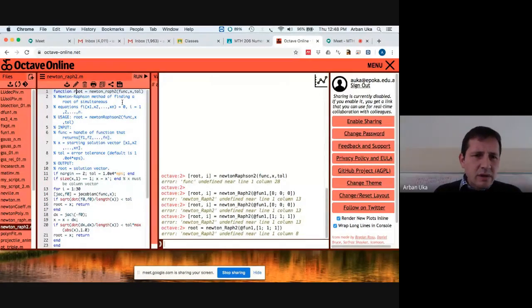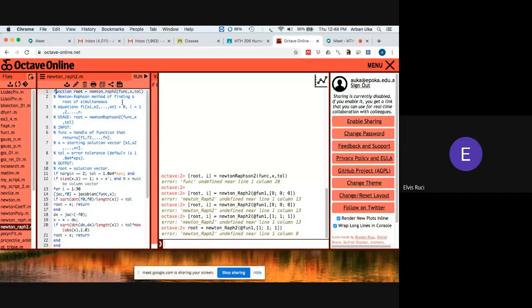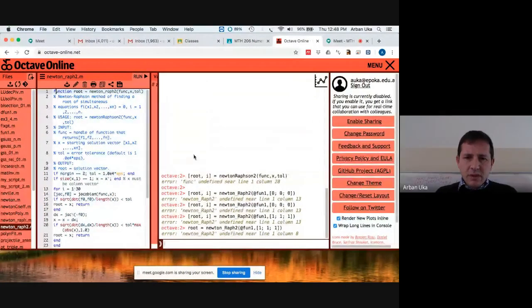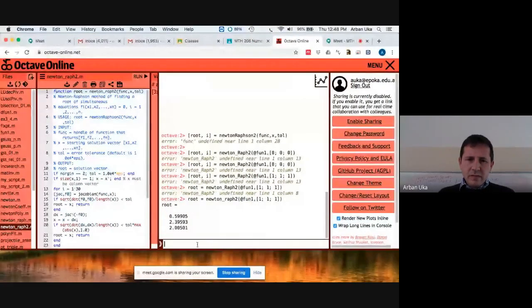Can anyone see what is wrong here? The R in Newton-Raphson, probably. Oh, it's a capital R. Okay. So we start with the vector 1, 1, 1. Okay, that was the whole thing.